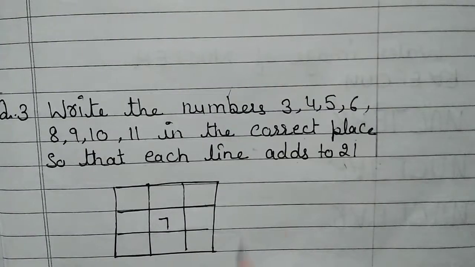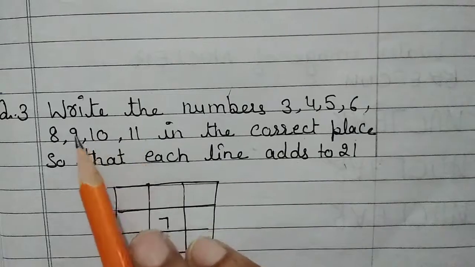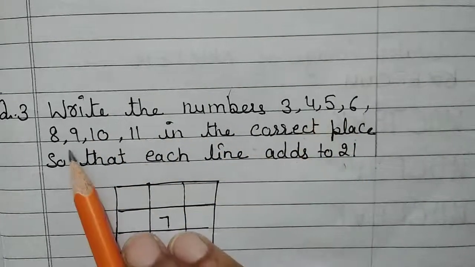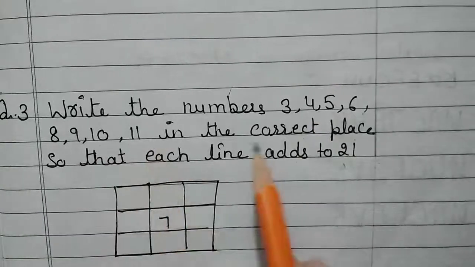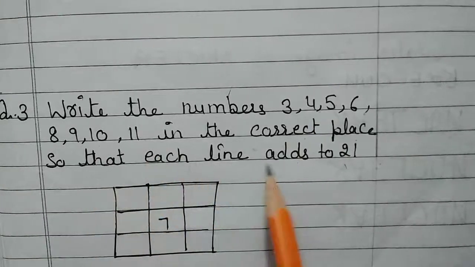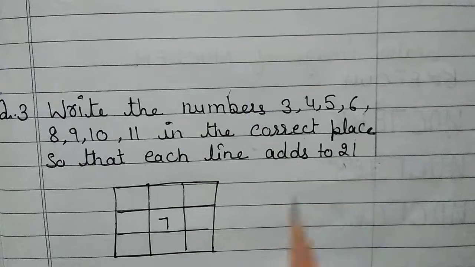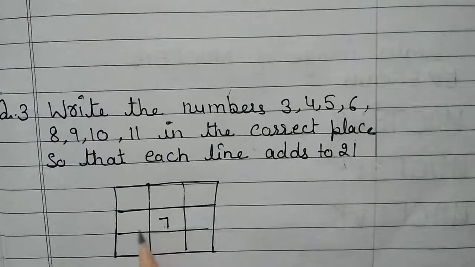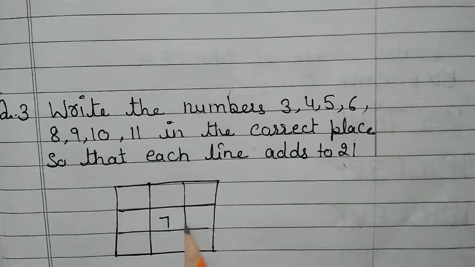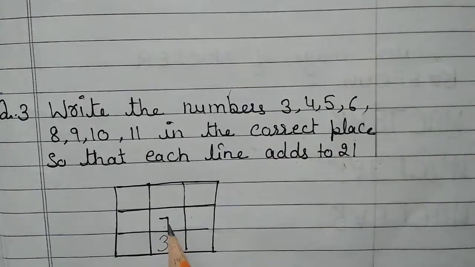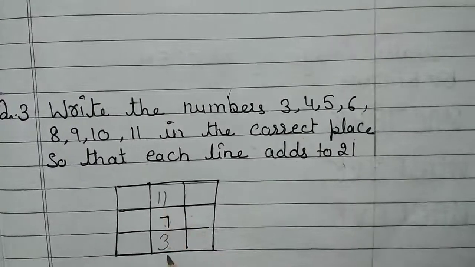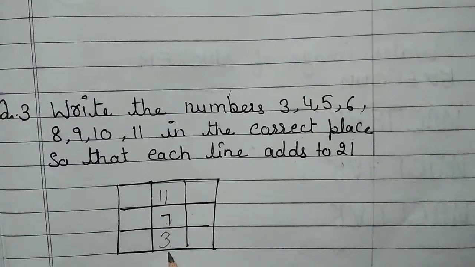In the third question, we are given that write the numbers 3, 4, 5, 6, 8, 9, 10, 11 in the correct place so that each line adds up to 21. 7 is given to you. If I place value 3 here, then 7 plus 3, 10. We need 11 more to get the sum 21 along this line.